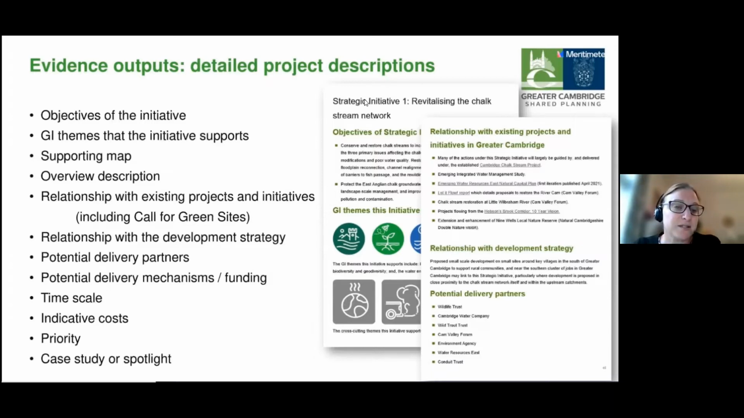We also noted the relationship with the development strategy, potential delivery partners, potential delivery mechanisms and funding streams. And we had a go at estimating the timescales, some indicative costs, and also the level of priority. Each one is supported by either a case study from somewhere else in the country or a spotlight on a project that's being led or run in the area already. Next slide.